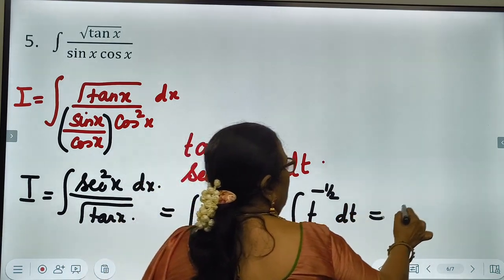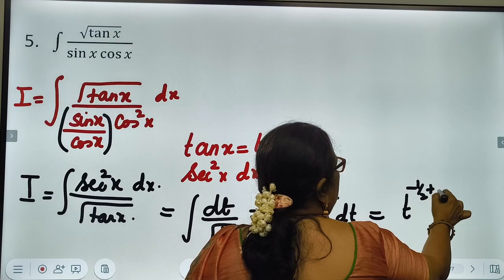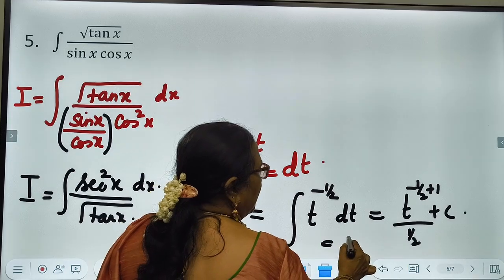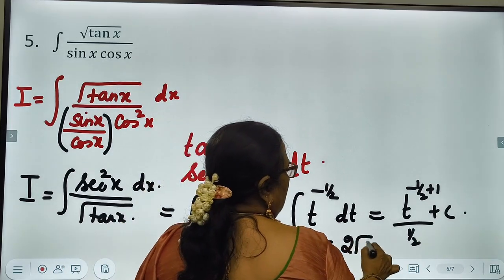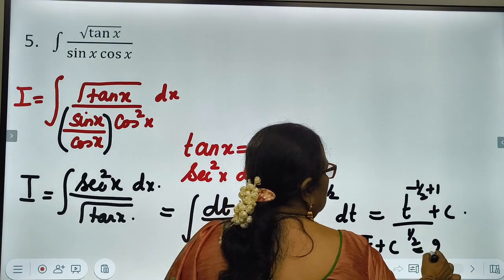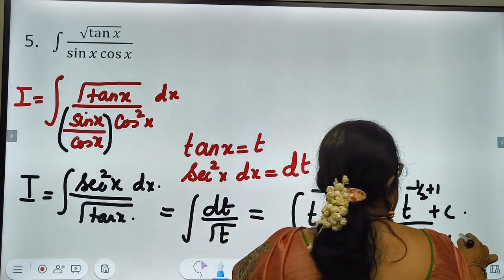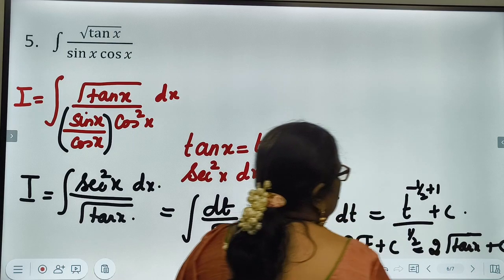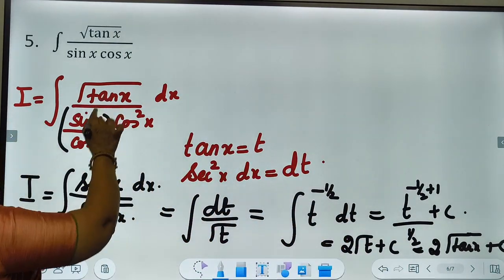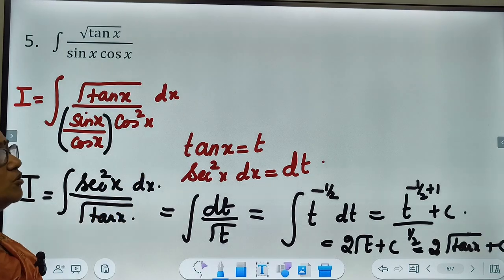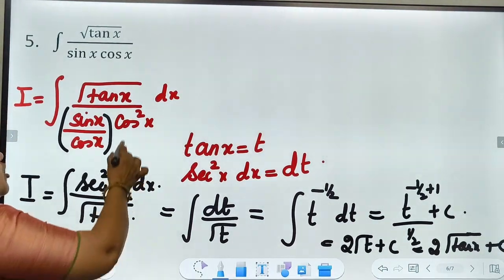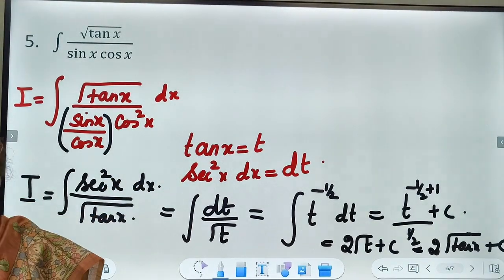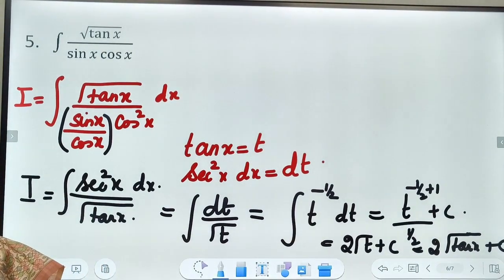dt will give you t power minus half plus 1 by half plus c. This will give me 2 root t plus c, which is 2 root of tan x plus c. So this involves this manipulation, multiplying and dividing by cos square. Conveniently you get 1 by cos square x, which is secant square x, which is the derivative of tan x. Is it clear? Are you able to follow?